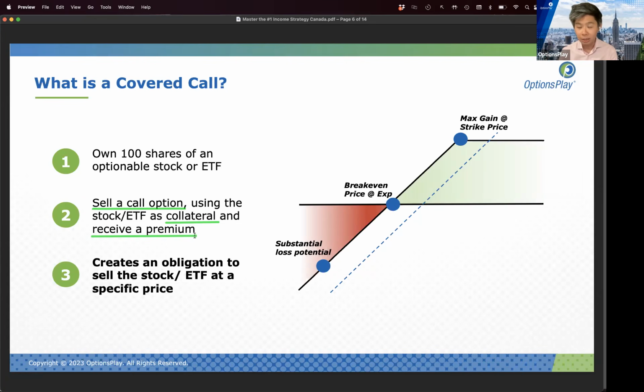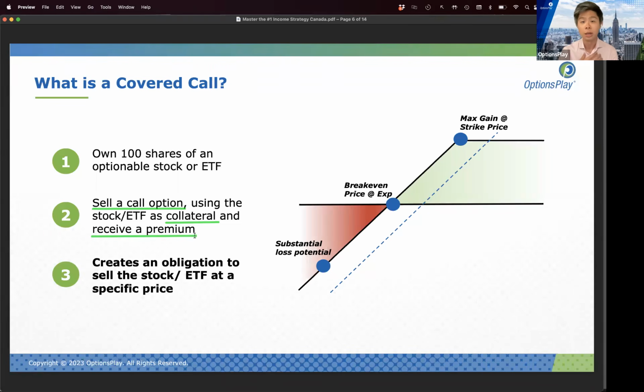An analogy that I like to make for those of you that are new to selling call options is you can think of selling a call option as the insurance company selling you an insurance policy. By selling you that policy, it gives you rights to do certain things, and it gives the insurance company an obligation to do things if you have to make a claim on your insurance policy.